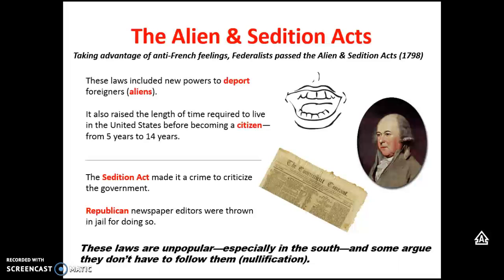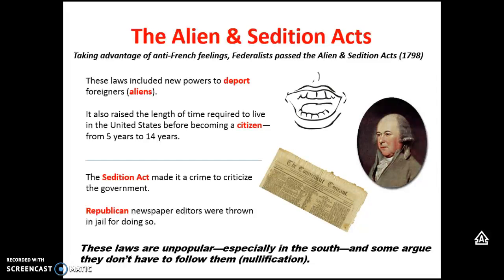Taking advantage of the anti-French feelings, Federalists passed the Alien and Sedition Acts of 1798. These laws included new powers to deport foreigners, or aliens. It raised the length of time required to live in the United States before becoming a citizen from 5 years to 14 years. You had to live in the United States for 14 years before they would even let you become a United States citizen.